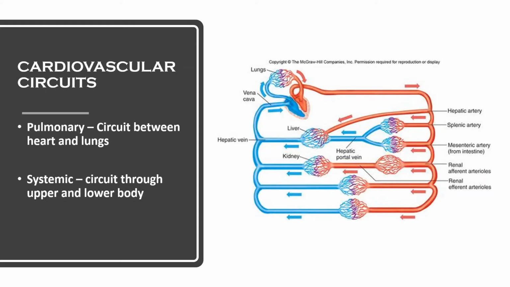Now, also another quick overview of the cardiovascular circuits. There are two types. There's the pulmonary circuit, which is the circuit between the heart and the lungs. And there's also the systemic circuit, which is the bodily circuit at the upper and lower half of the body.